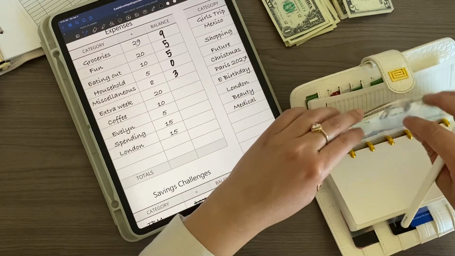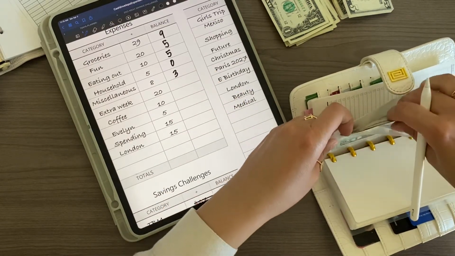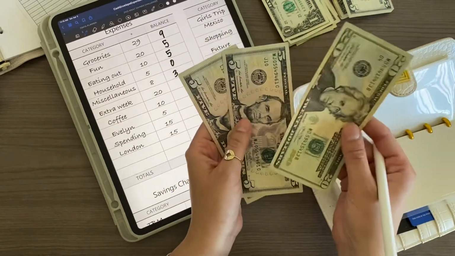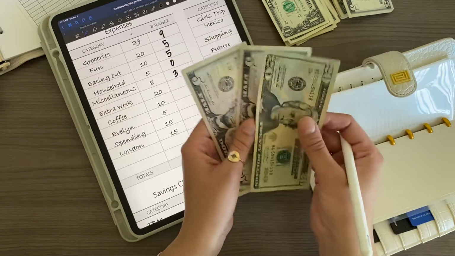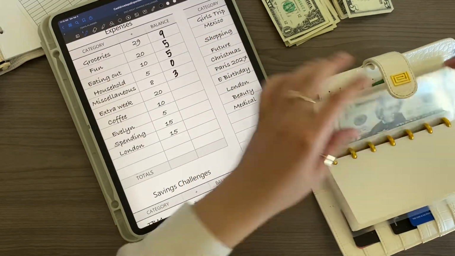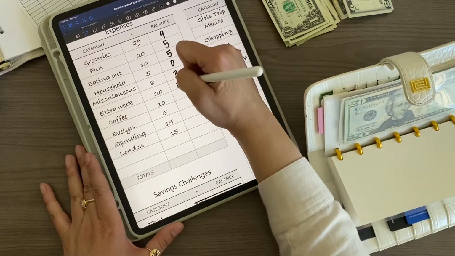And for extra week, you guys know that I don't unstuff this because I just keep this for the week before pay period, which will be next week. So I'm going to leave this in here. And right now there is 20, 25, 30. So this envelope should go up, not down. So there's 30 in there.